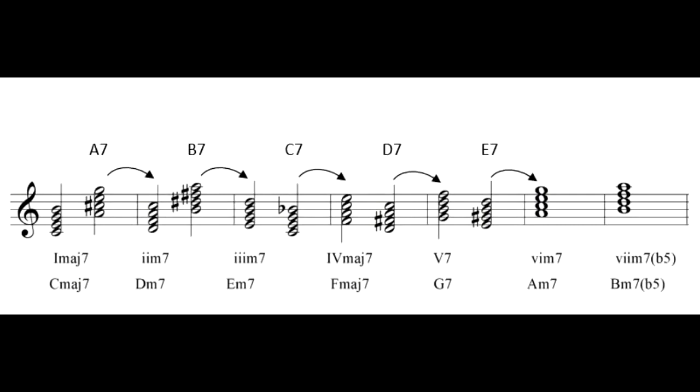So secondary dominants, there are 5 of them. 5 of 2, 5 of 3, 5 of 4, 5 of 5, 5 of 6. Of course, 5 of 1 exists, but that's not a secondary dominant. That's the dominant of the scale. So that's just the 5. And we call all of them exactly that. A7 in the key of C is 5 of 2. B7 in the key of C is 5 of 3. C7 is 5 of 4. D7 is 5 of 5. And E7 is the 5 of 6. I hope that's clear.